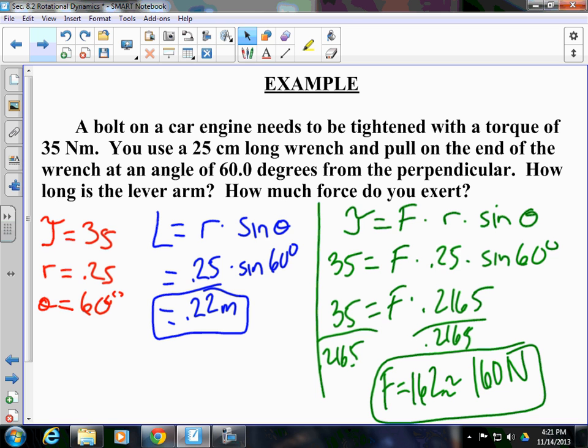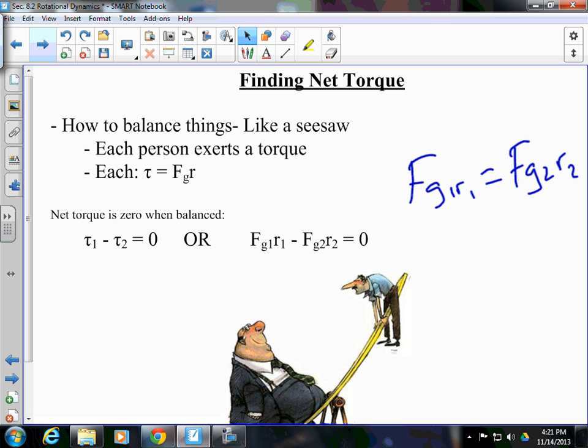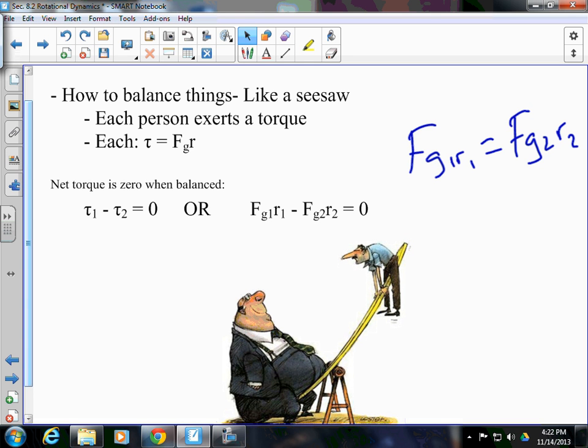Okay. So that is how an example we would use lever arm and torque together. Now, finding net torque. We can use a lever and consider a lever as like a seesaw. On the picture we have two people: a very, very light person on the top and a very, very heavy person on the bottom. We want to figure out, if that seesaw was to balance, where does the light person have to sit? Where does the heavy person have to sit?